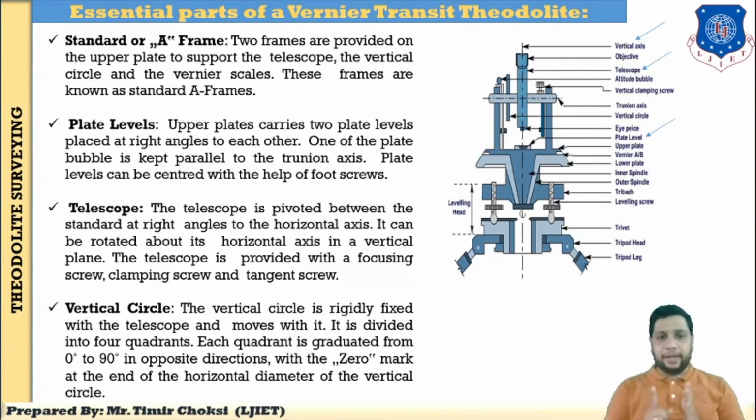from 0 to 90 degrees in opposite directions, with the 0 mark at the end of the horizontal diameter of the vertical circle. The vertical circle is 360 degrees but divided into four quadrants. So this is all about the essential parts: standard A frame, plate level, telescope and vertical circle.